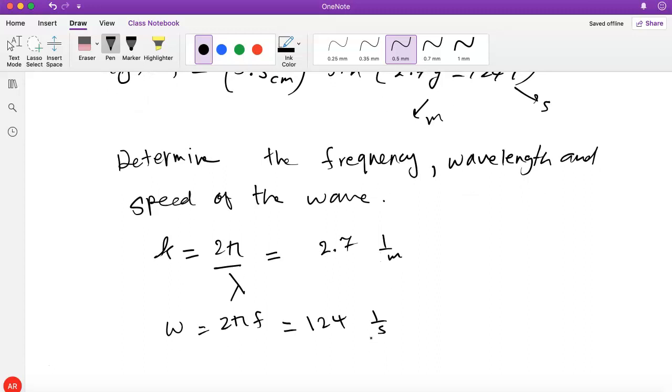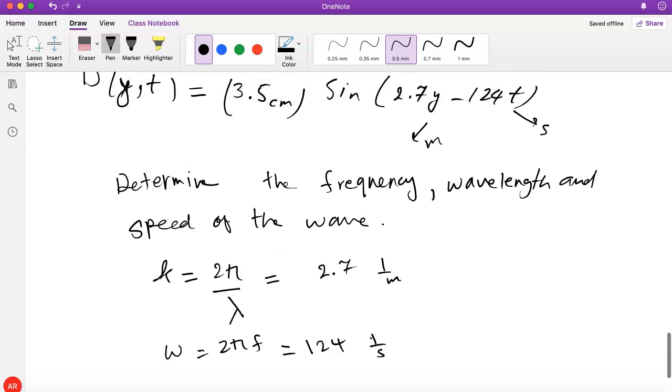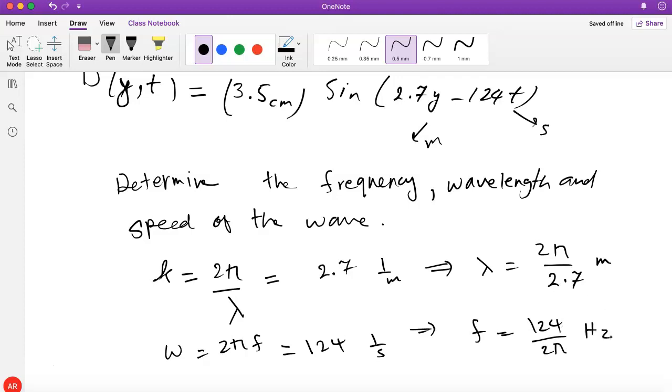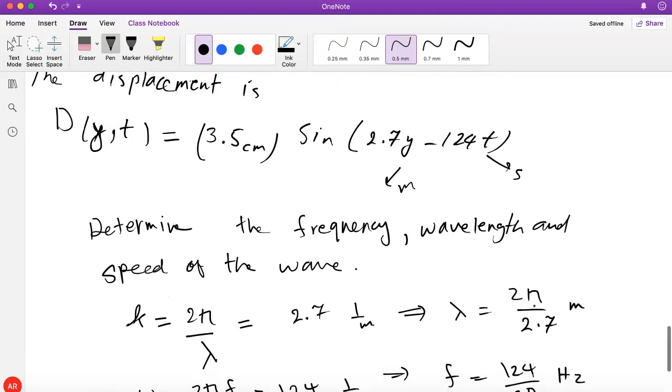All right, so we now have lambda and frequency from these two equations. Just looking at our general equation and identifying these numbers, we find that lambda becomes 2 pi over 2.7. That's in meters. We also can easily find the frequency, which is 124 divided by 2 pi, and that's in 1/s, or hertz also. They're the same thing.